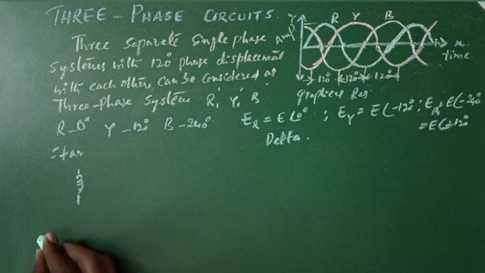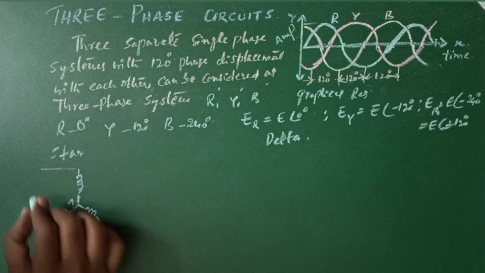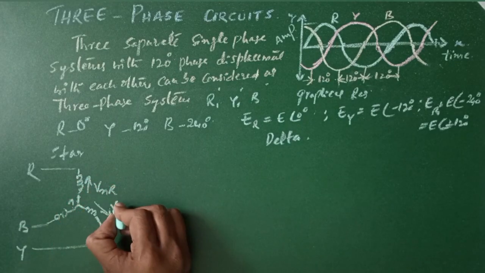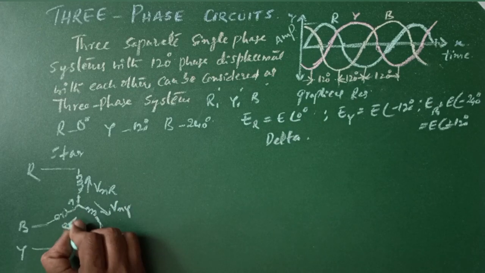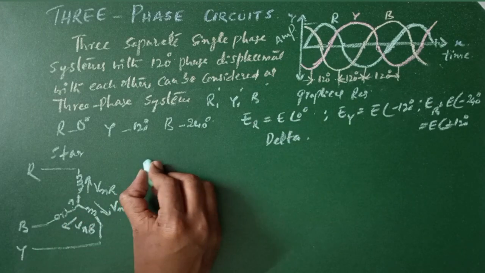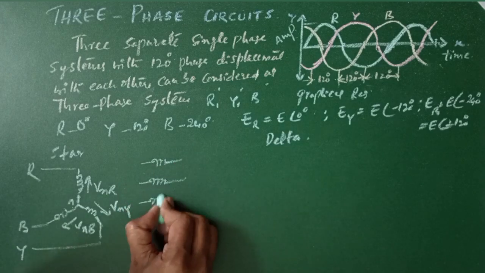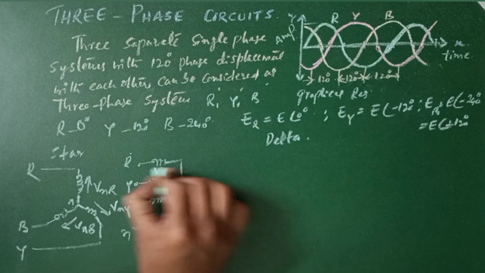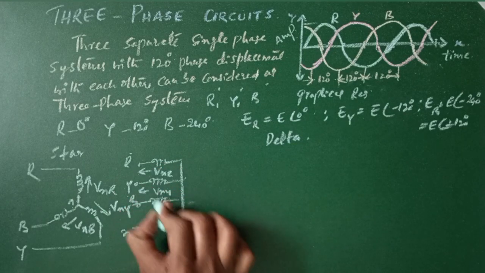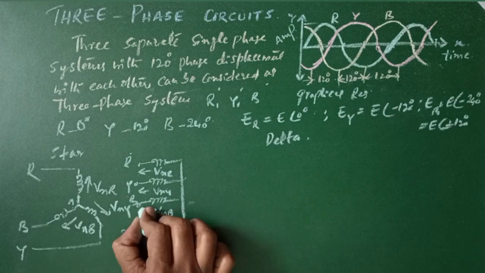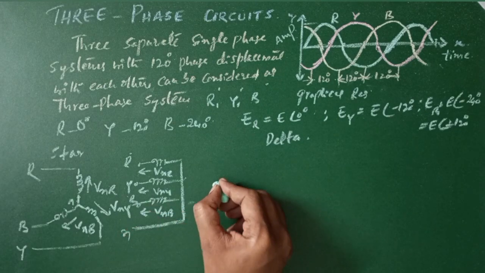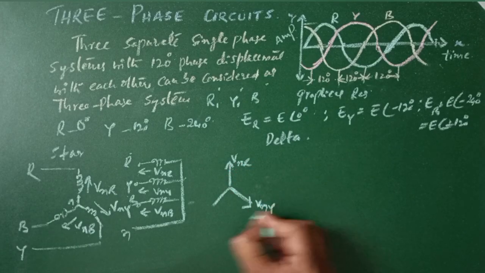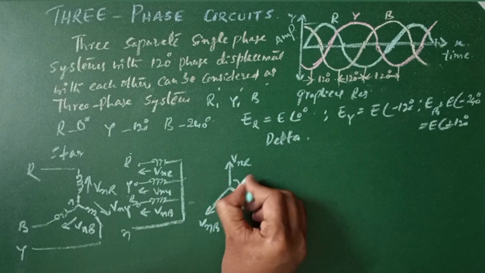Star configuration looks like this. Then this is the voltage in R, V_R, and Y, V_Y, and B, V_B. Then in phases, we can show this R, Y, and B, V_R, voltage, V_Y, V_B. Then the vector form of the star connection will show this as V_R, V_Y, V_B, each 120 degrees apart.